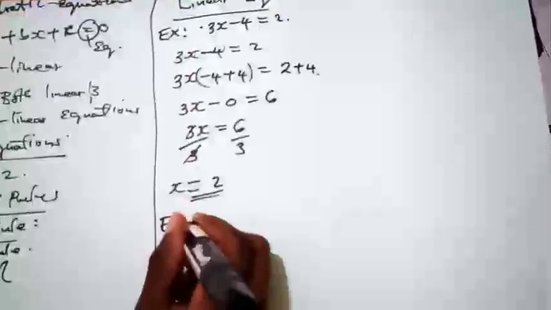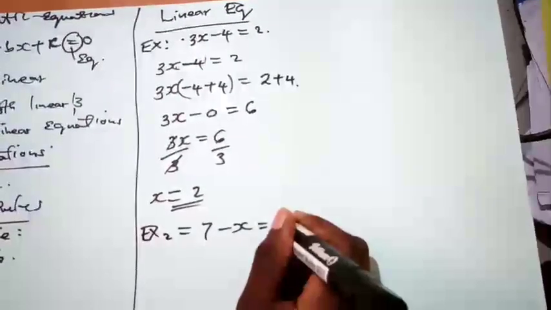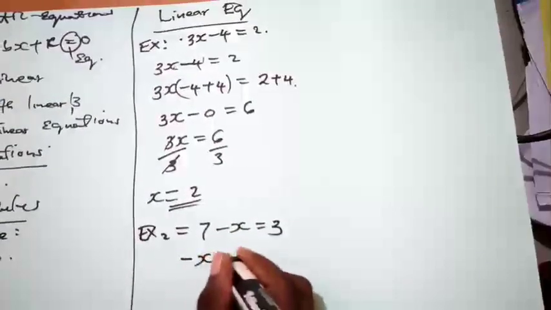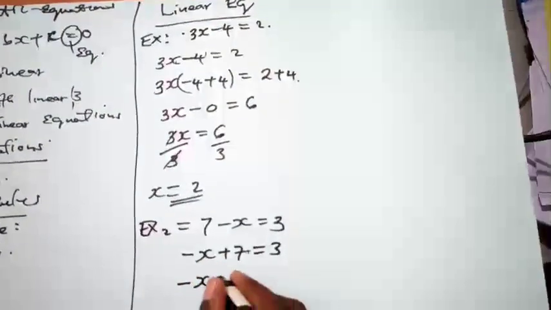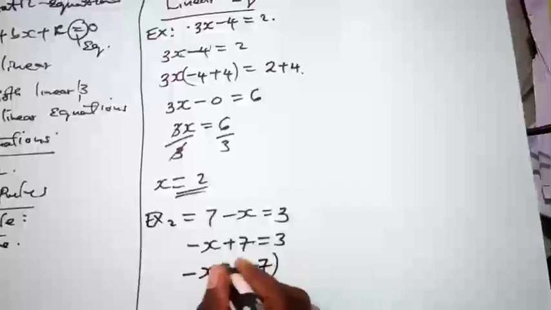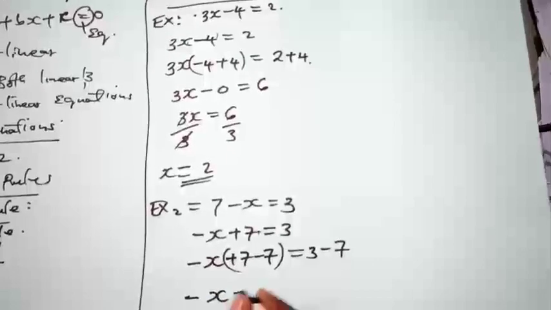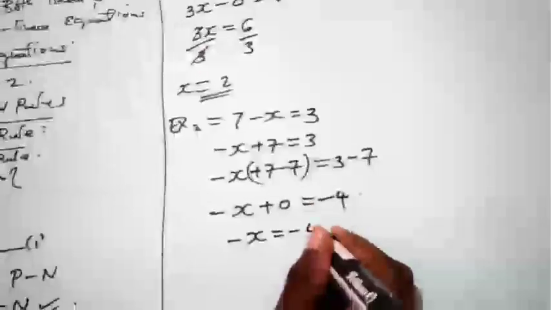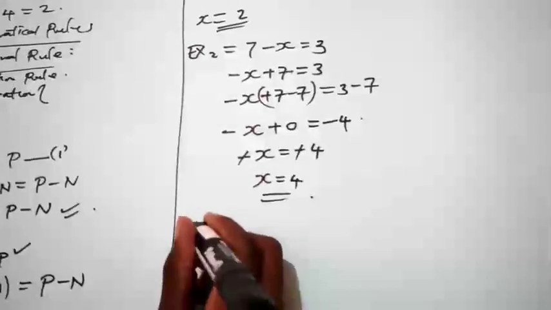We can have another example. We talk about 7 minus x equals 3. In that case, we realize that it can be rearranged. So we are going to apply the addition rule. It's going to be negative x plus 7 minus 7, to do away with the 7, equals 3 minus 7. So in that case, we are going to have negative x plus 0 equals negative 4. So negative x equals negative 4. So the signs do away, x equals 4. So that's how we go about the linear equations.